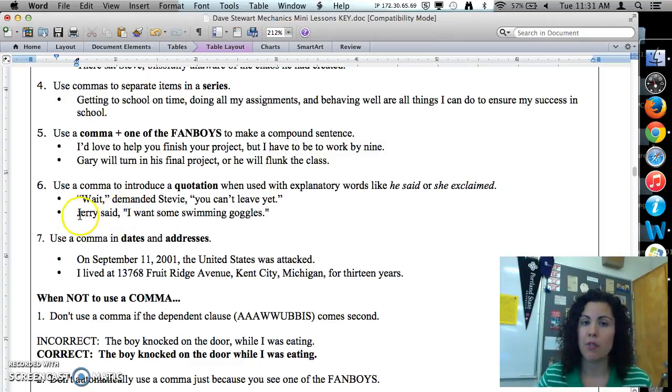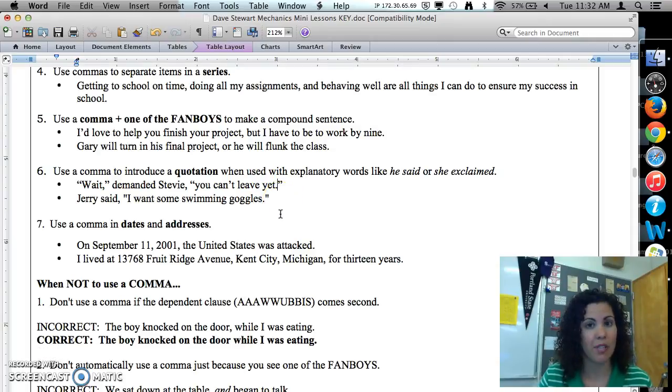Maybe you want to start out with who said it. You can say Jerry said, comma, and then open up your quotation marks and period and your quotation marks. So this is very good to use when you're using those dialogues in your narratives, and also when you're quoting outside sources for research type essays.